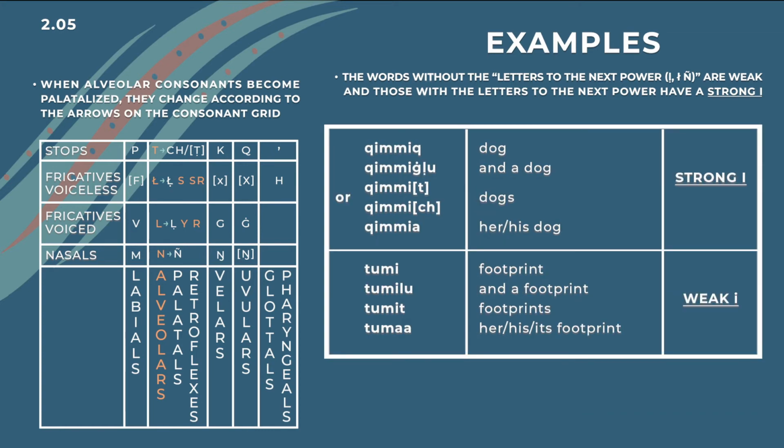Qimmiq, qimmiqlu, qimmit, or qimmich, qimma. There is a L with a dot, so therefore qimmiq has a strong I. Tumi, tumilu, tumit, tumma. There are no letters to the next power, so therefore tumi has a weak I.